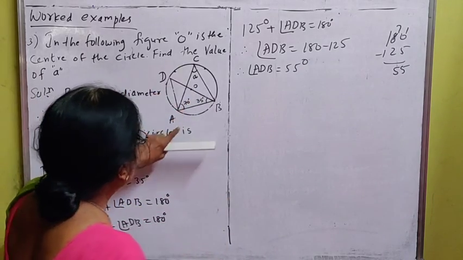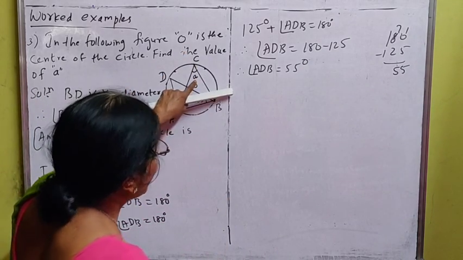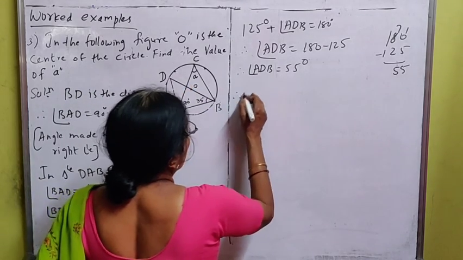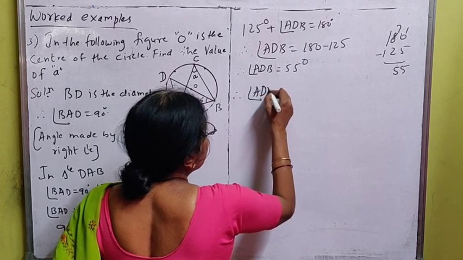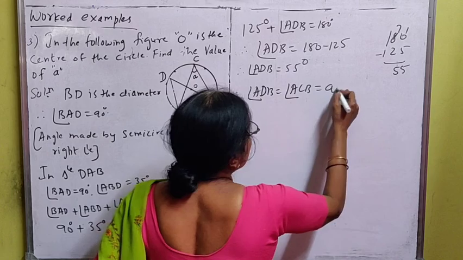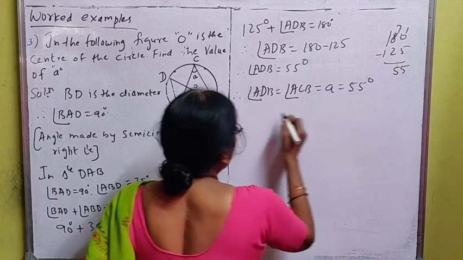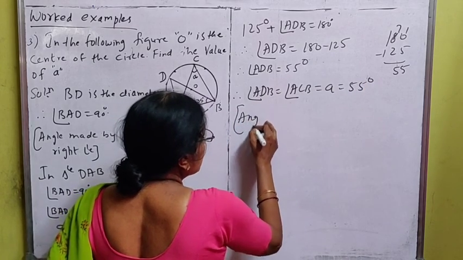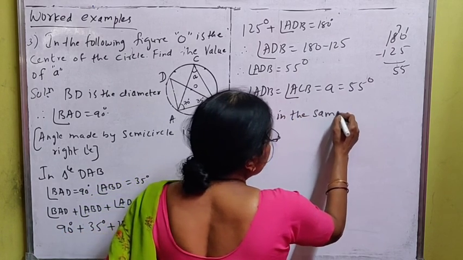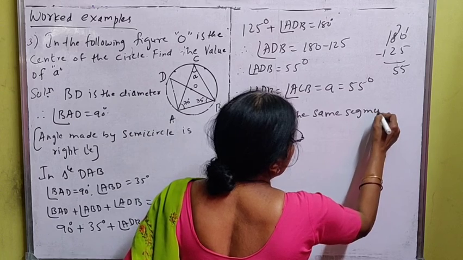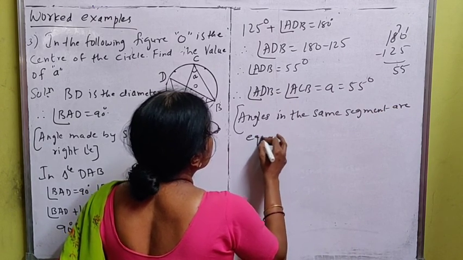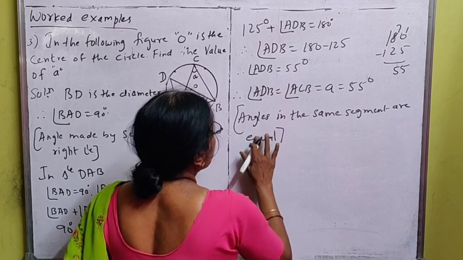ADB is equal to ACB, which is equal to A, as given. What are they? Angles in the same segment. So therefore angle ADB is equal to angle ACB is equal to A is equal to 55 degrees. Reason: angles in the same segment are equal. That is what we have used over here. So we came to know what it is.